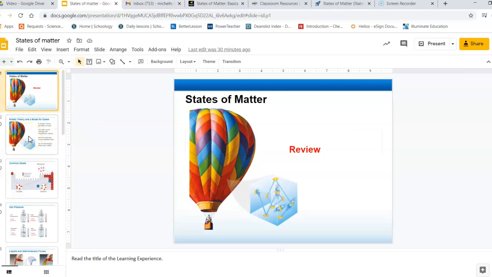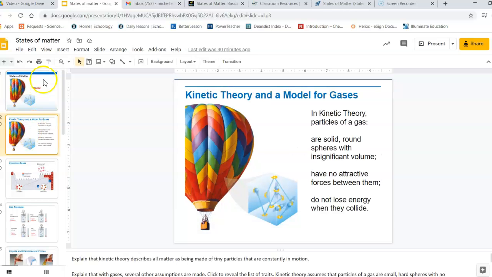In the review, we're looking at different states of matter. I'm going to go over a few things that you should have gone through in your reading. The first thing is the kinetic theory and how we think about gases. That's where we're going to begin.